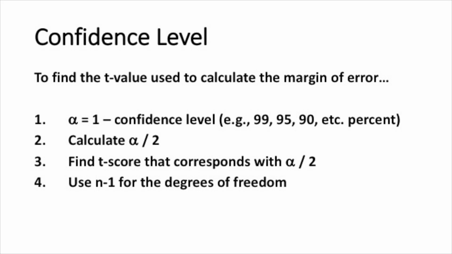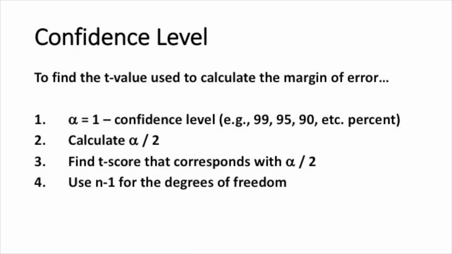Here are the steps that you would follow to find the t-value that you'd use to calculate the margin of error. First, you start from the confidence level. Again, this is something that you set as a researcher. You could do a 99% confidence interval, a 95, a 90, again, whatever you want to do. So you take that value and you subtract it from 1. So let's say you're doing a 90% confidence interval. You would take 1 minus 90%, and what's left is 10%.